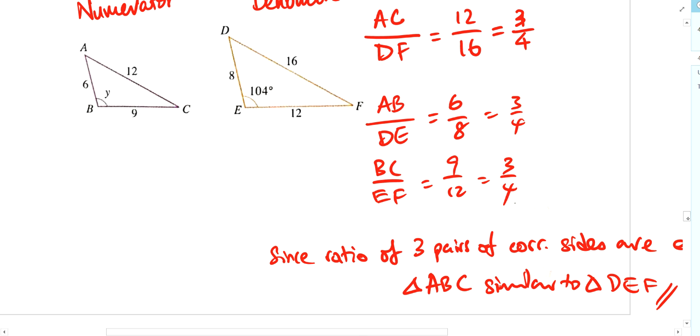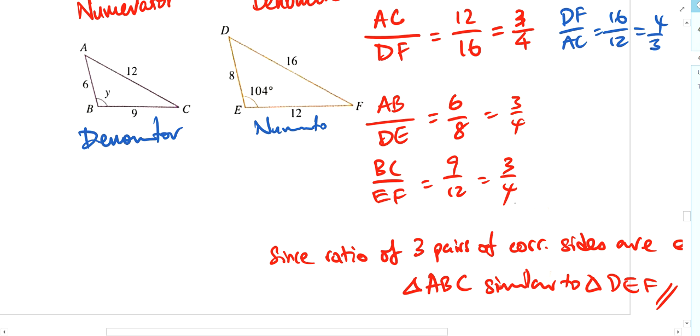Okay. Some people would have chosen to do it this way. Denominator, numerator. So they would have obtained DF over AC equals to 16 over 12, which is 4 over 3, and then so on. You get 4 over 3, 4 over 3. Same thing, same ratio. Okay?